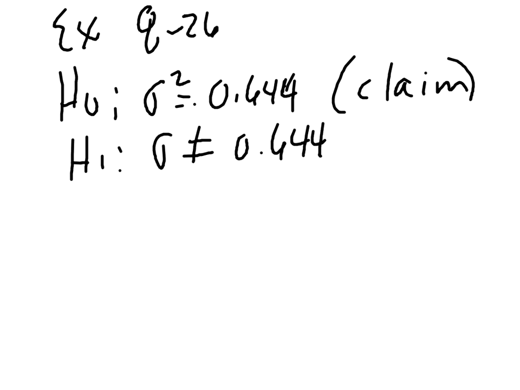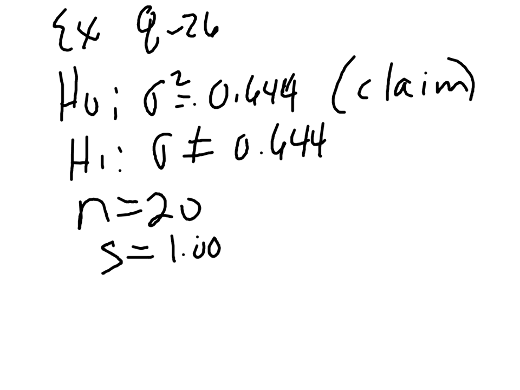All right, well, they go on to tell us that now here we have to be careful. Nicotine content is measured in milligrams, and assuming that it is normally distributed, a random sample of 20 cigarettes had a standard deviation of 1 milligram. All right, well, in this case, when we square 1, we're still going to get 1. But what I'm emphasizing again, because this is a place where it's very easy to make a mistake.